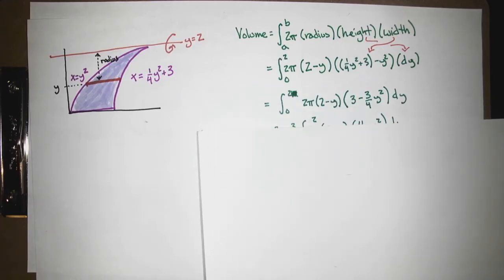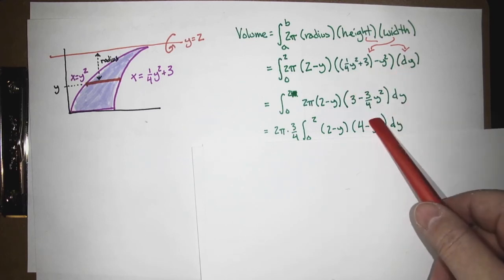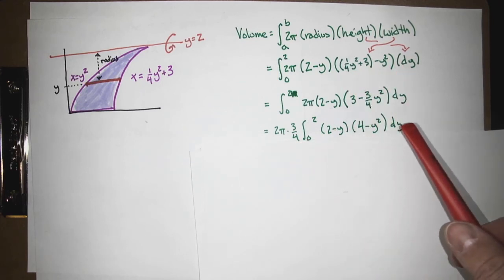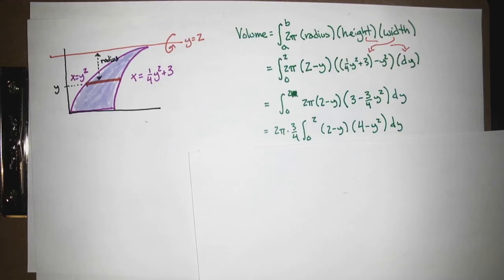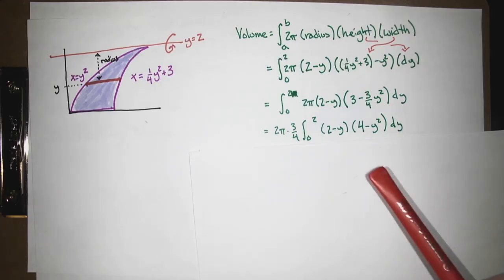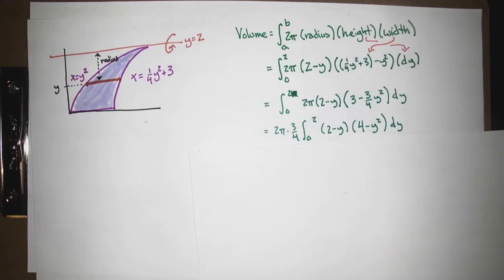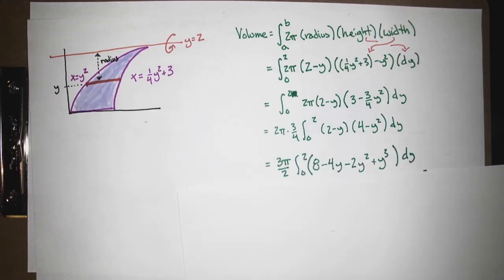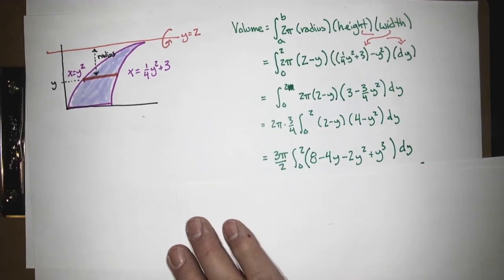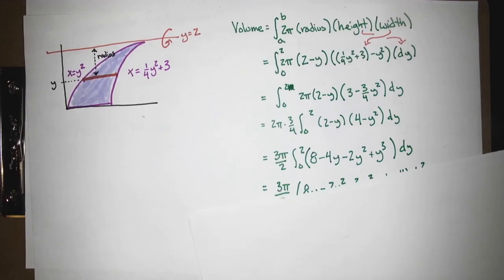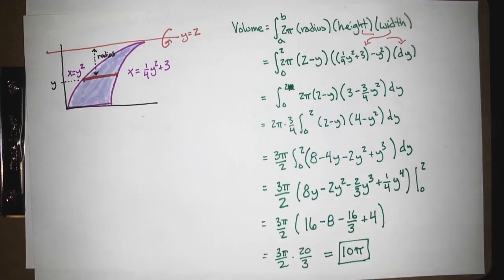Algebra. Okay, so you combine the y squared terms. I pulled out a 3/4 just because I've had bad experiences with fractions, so I like to avoid them when I can. Now, 2 minus y times 4 minus y squared, if we want to integrate that, what do we do? Distribute. Multiply out. And then you integrate the individual terms and you evaluate. So the answer was 10 pi.